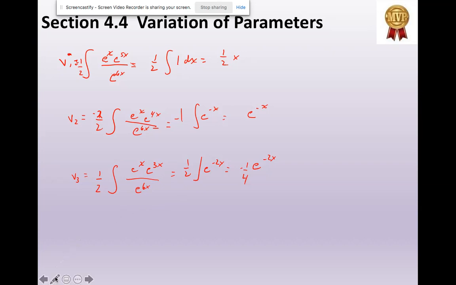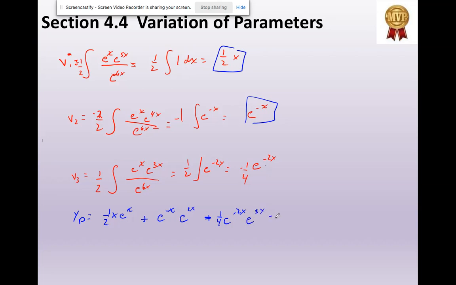So what does that make my particular solution? So my particular solution is going to be 1/2 x times e to the x, and e to the negative x times e to the 2x, and negative 1/4 e to the negative 2x times e to the 3x. Clean that up.